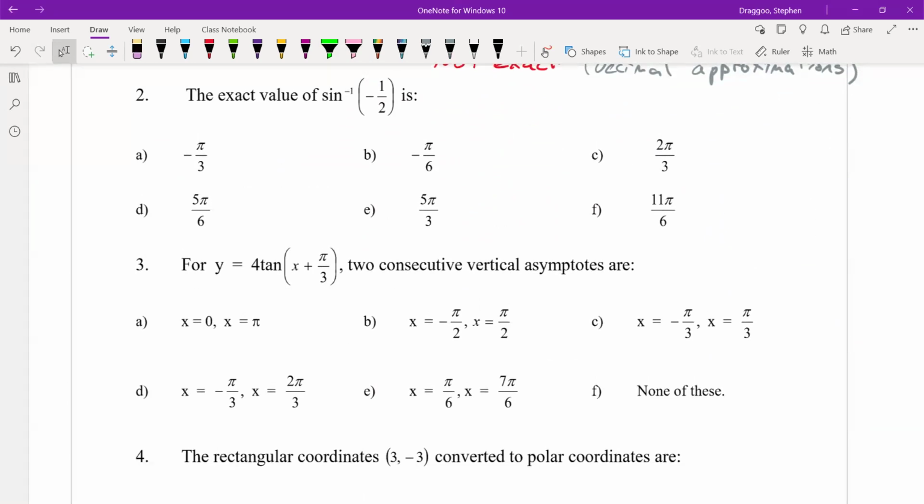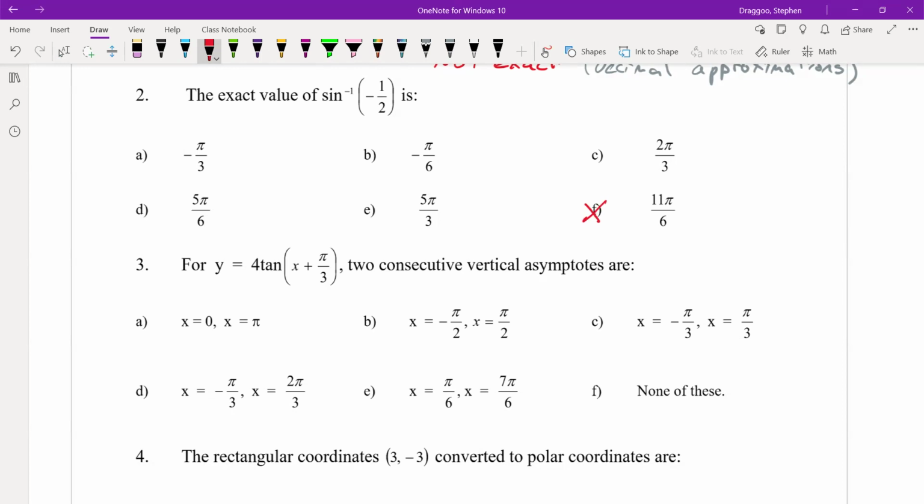But okay, number 2, the exact value of the sine inverse of -1/2. Well, if we think about the unit circle, we might go to figuring out where sine is equal to -1/2. And from the standard version of the unit circle, sine is -1/2 at 7 pi over 6 and 11 pi over 6. But both of those are incorrect answers.